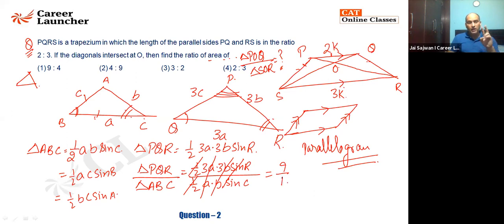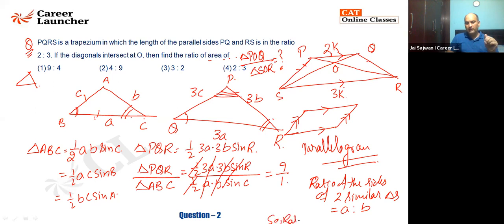Yes. If there are two triangles and they are similar, listen to this very important point. The ratio of their sides of two similar triangles is equal to A is to B. So the ratio of their areas will come out to be A square is to B square. This is the standard formula. You need to remember it.